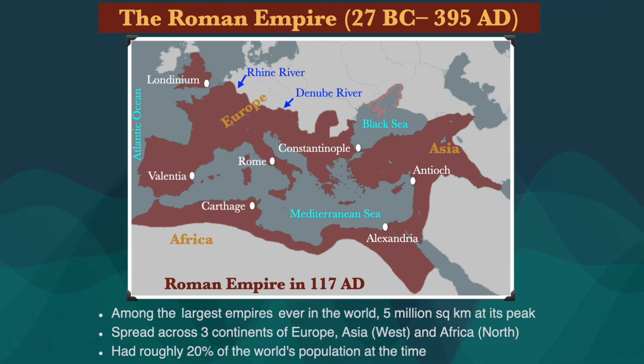Rome, Alexandria, Antioch, Constantinople, Carthage, Valencia, and Londonium were its important cities. Many of these names have changed in modern times. Londonium is known as London today, Constantinople is today's Istanbul, and the modern name of Carthage is Tunis.